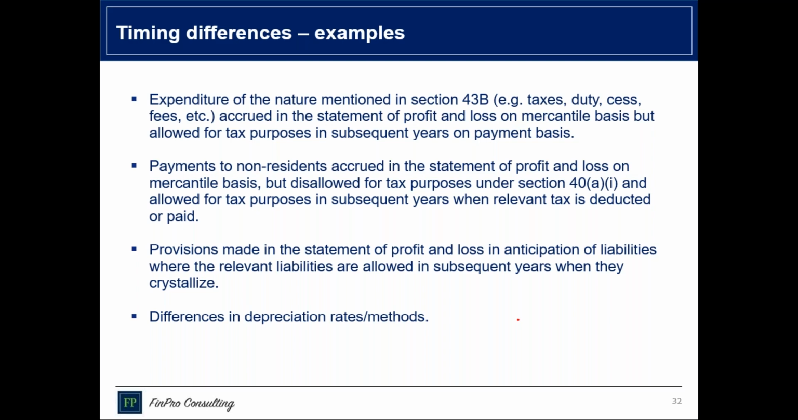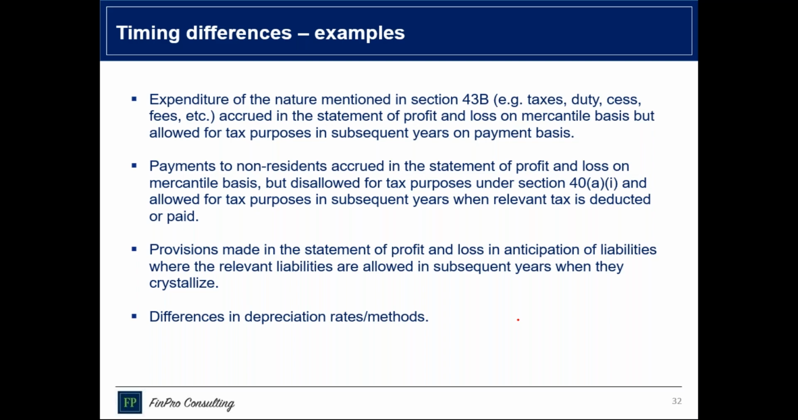So we all know that if any employee benefits, taxes, duties, cess, which are accrued but not paid, then again those are disallowed and are allowed only on payment basis under section 43B of the Income Tax Act. So thereby creating a deferred tax asset, because I'll be paying more taxes in the current period, for which I will be getting the benefit in the subsequent period. So I will recognize a deferred tax asset.